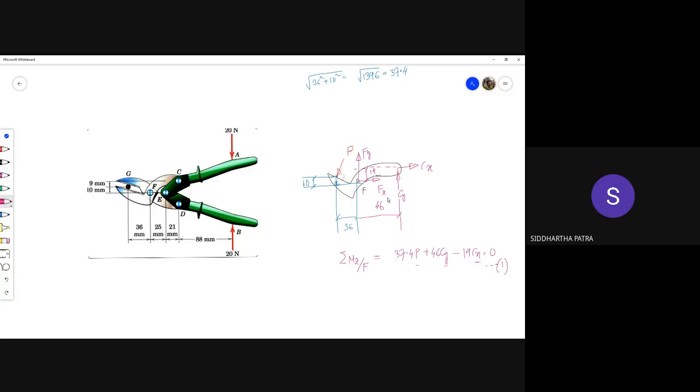Next, we can move on to this member, the second member, ECA, which would be this.